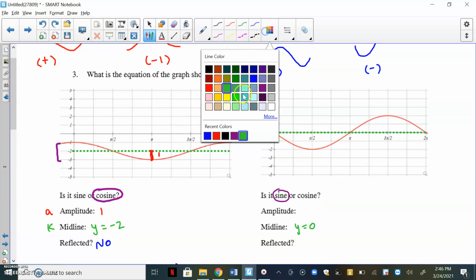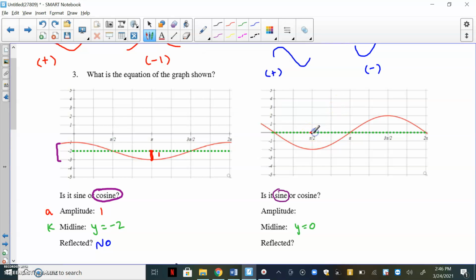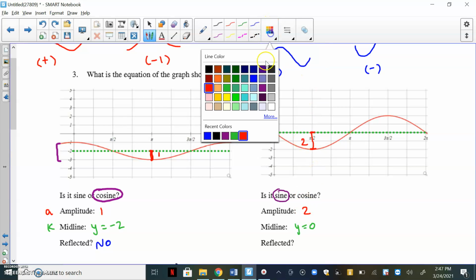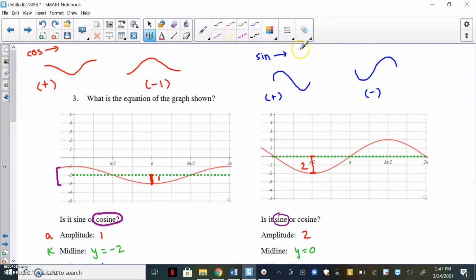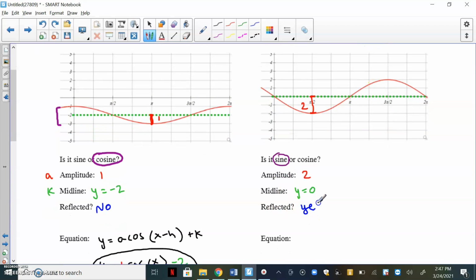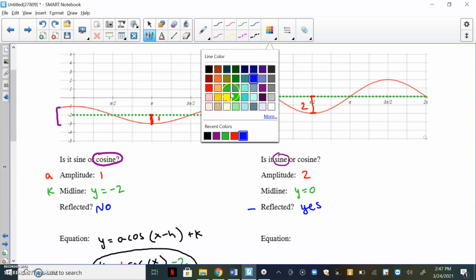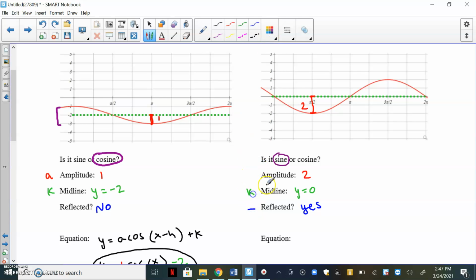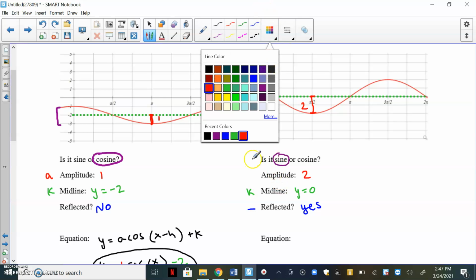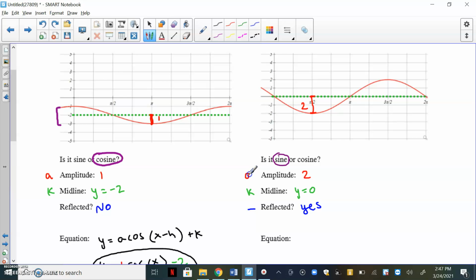The amplitude, we got that space between the midline and a peak. So this is 2. That tells me my amplitude is 2. And was it reflected? Well, let's see which one of these it looks most like. In our graph, from the midline we went down, and that seems to match what's going on in this picture. So it is the -1, which means it was reflected. All right, so that means we need to have a negative sign. The 0 midline means that our k is 0, and the amplitude means we have an a value of 2.